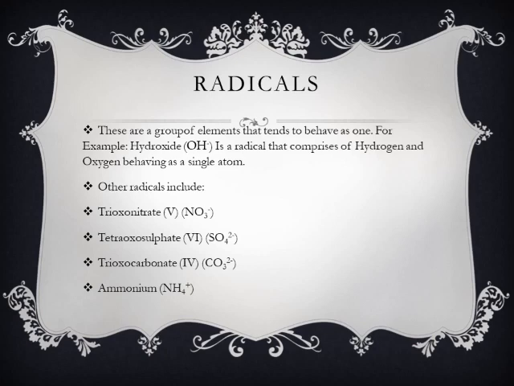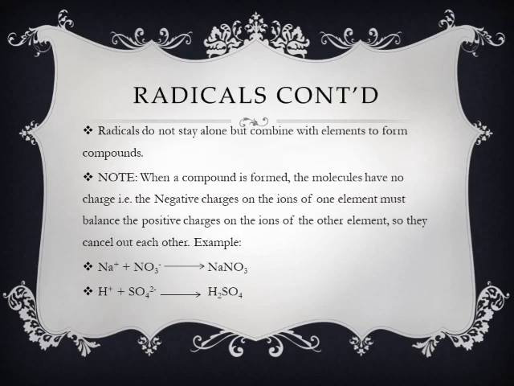potassium to form hydrogen tetraoxosulfate(VI), which we know as an acid, or potassium tetraoxosulfate(VI). These radicals have the ability to react with other elements, but in these states where they behave as one, we no longer consider them to be two different elements that make up the radical, but they act simply as one. Now, radicals, like I said earlier, do not stay alone but combine with elements to form compounds.